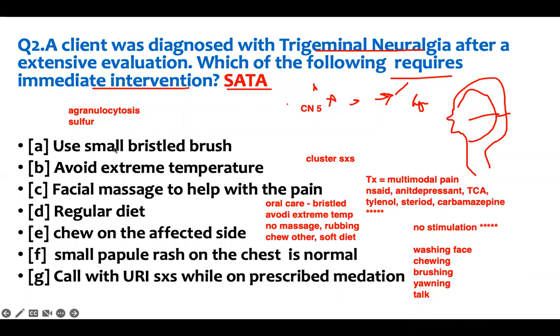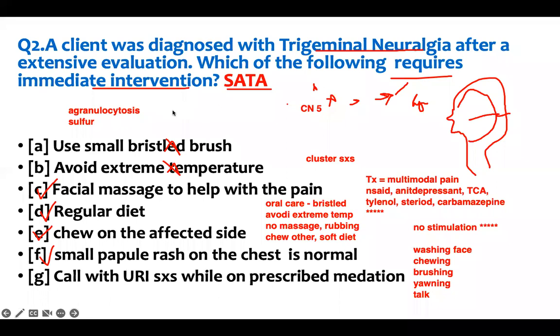So we got to intervene. Use of small bristle brush? Yes, this is good. Avoid extreme temperature? This is good. Facial massage to help with the pain? No. Regular diet? You need a soft diet. Chew on the affected side? No, you should chew on the other side. Small purple rash on the chest is normal? It's not normal. You have to know this.